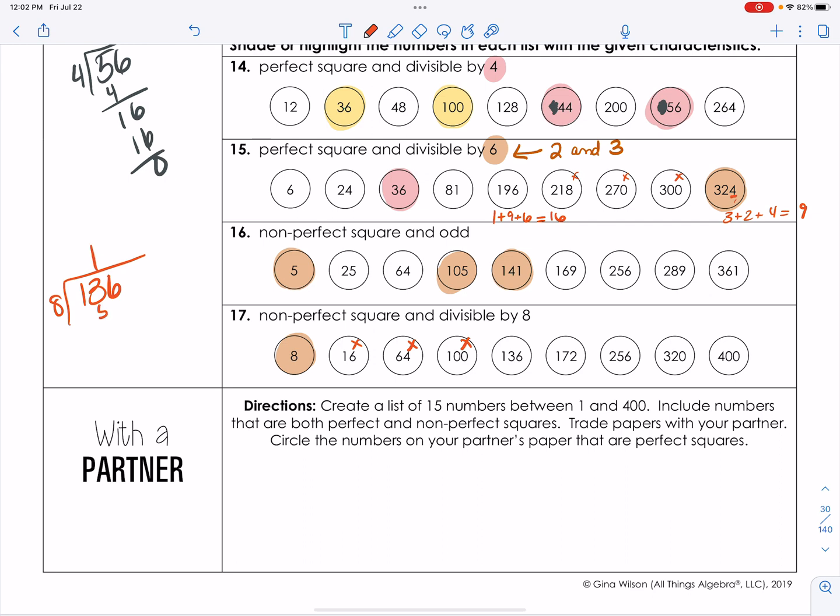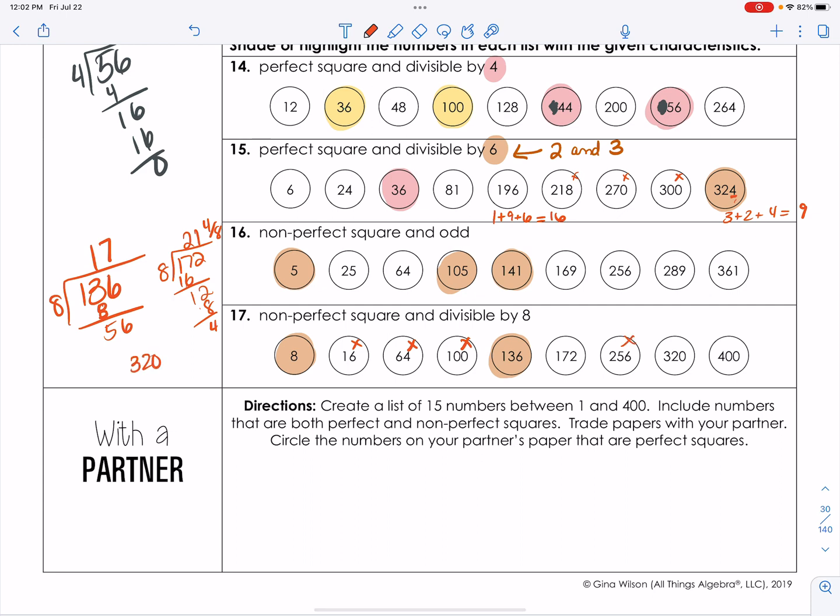Okay, it is. So it's not a perfect square, and it's divisible. 172 is not a perfect square. I'm going to see if it's divisible by 8. No, because there's going to be a remainder, 4/8. So that's a no. 256 is a perfect square, so I'm not even looking at it.